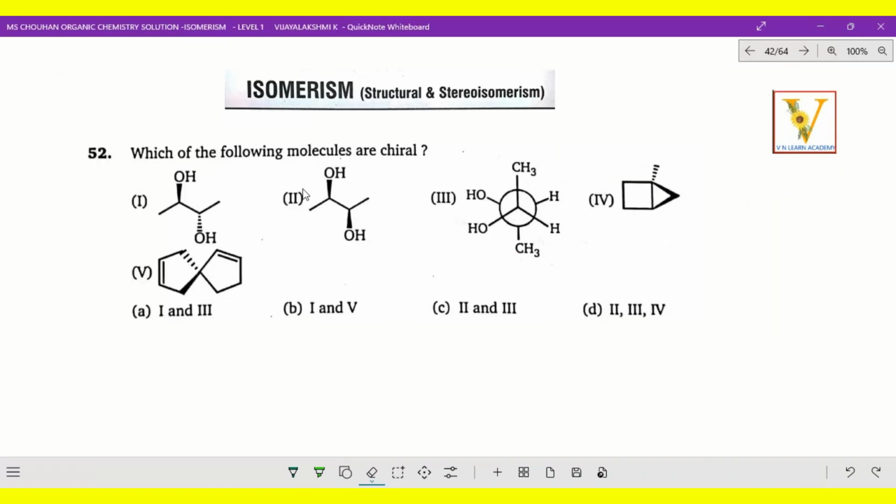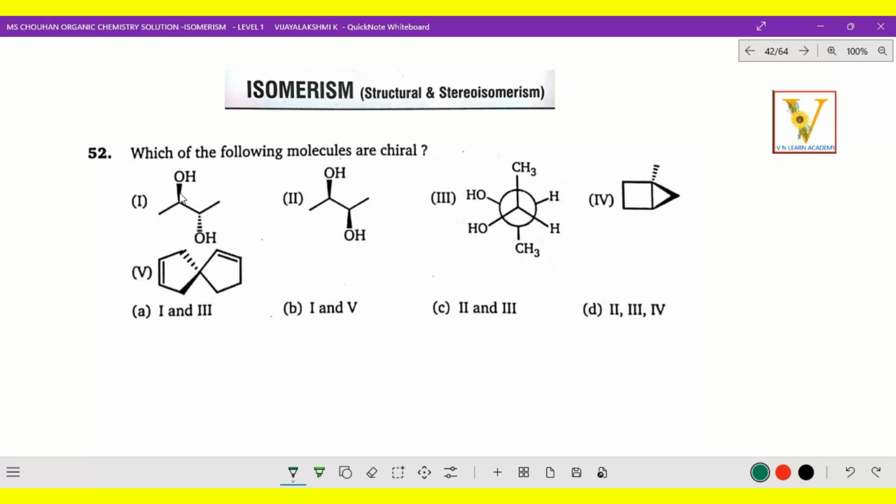Which of the following molecules are chiral? Chiral means, you know very well, four different atoms or groups attached to the chiral carbon, POS and COS will be absent, non-superimposable mirror image. It can rotate PPL, plane polarized light. Now, they have given five molecules; let us check which belong to the chiral molecules. So in the first compound, here there are four carbons.